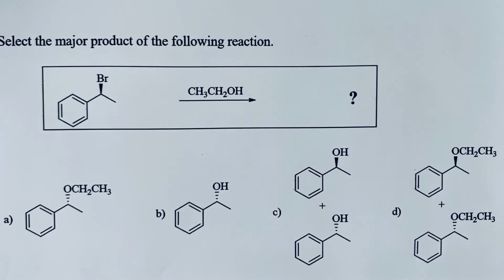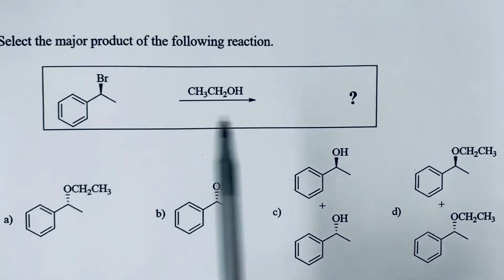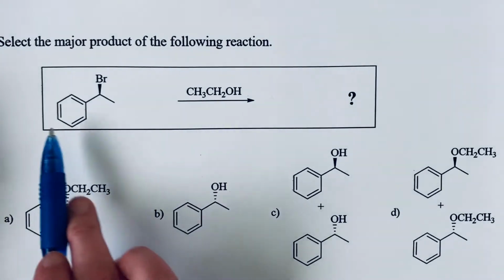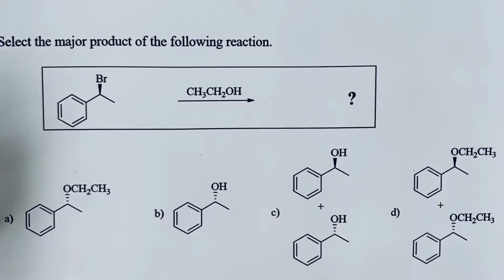Select the major product of the following reaction. So in order to decide the product of a reaction, we need to decide what type of reaction is occurring. And so we want to look at what are we starting with and what are we reacting it with.